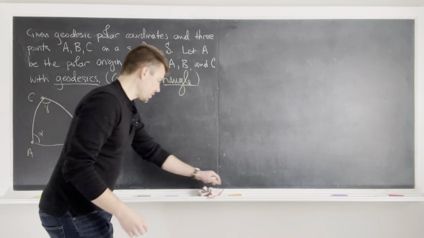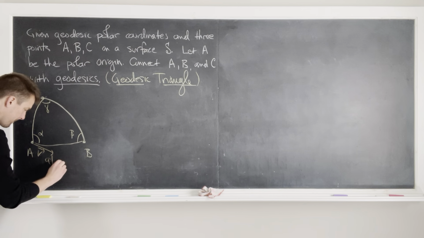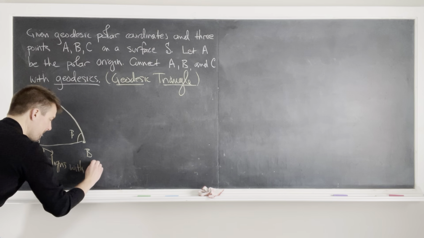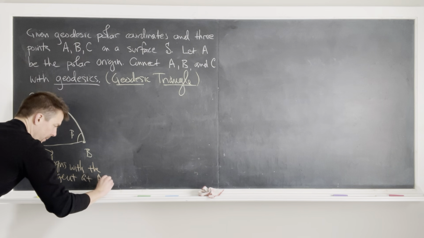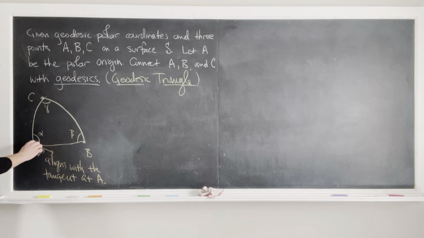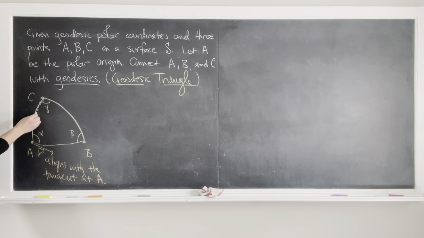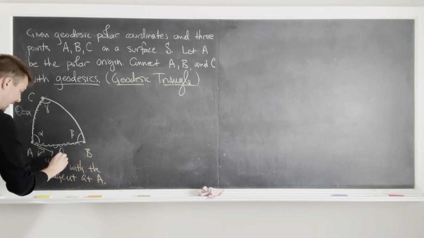And I'm going to choose the polar axis to align with the tangent vector, so V aligns with the tangent vector at the point A, right? Then we have 3 sides of this triangle. This side over here is going to correspond to theta equals alpha, and this side over here is going to correspond to theta equals 0.